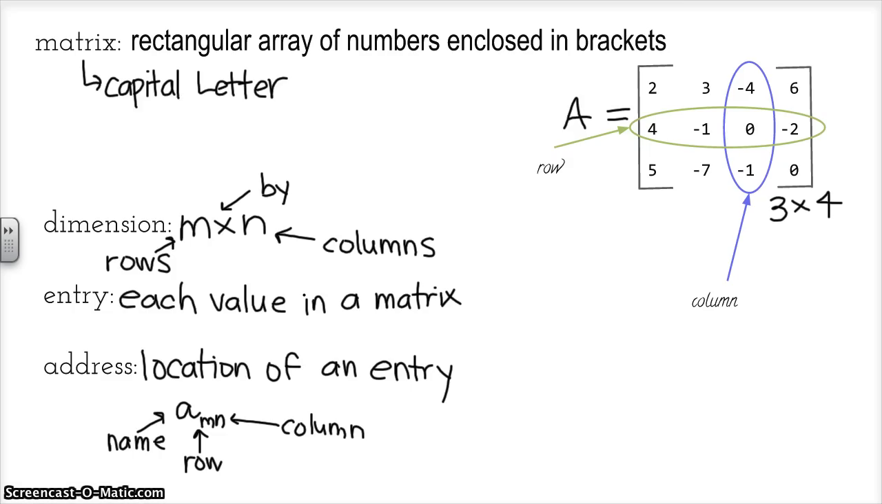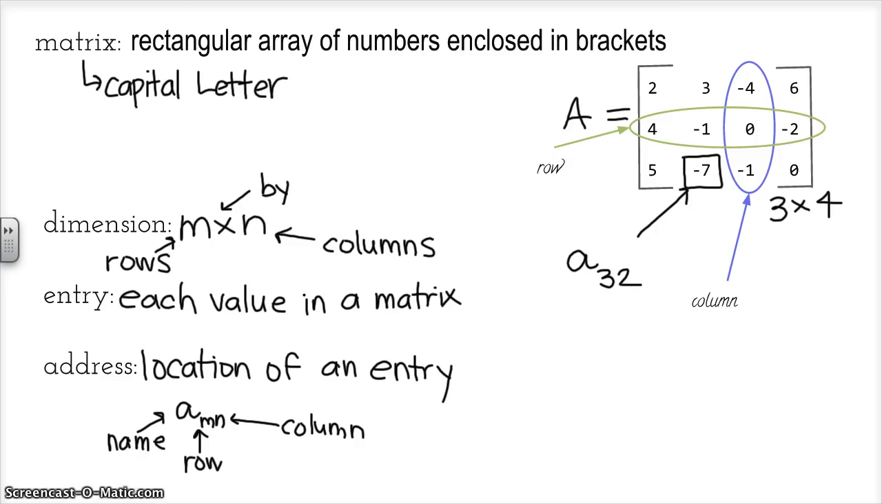So as we look up here, if we really want to zoom in on this -7, we can come up with its address. It lives in A, row 3, column 2. So it's A32. When you write the address, every entry has a different address. And so if you know the address, you can figure out what the entry is. If you know what the entry is, you can figure out the address. Entry and address, it's a good way to be able to talk about them.